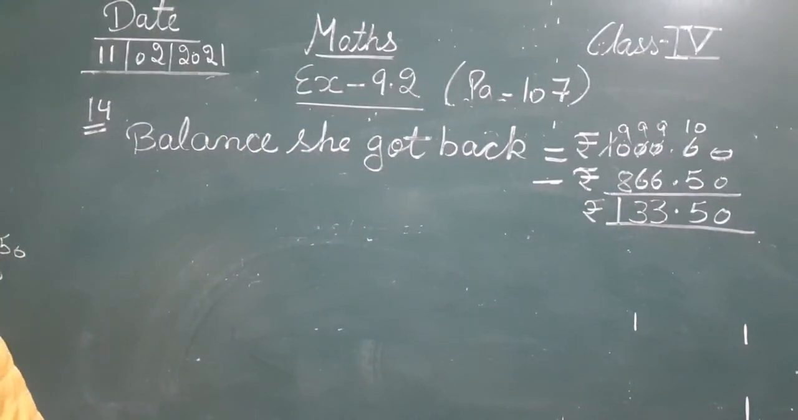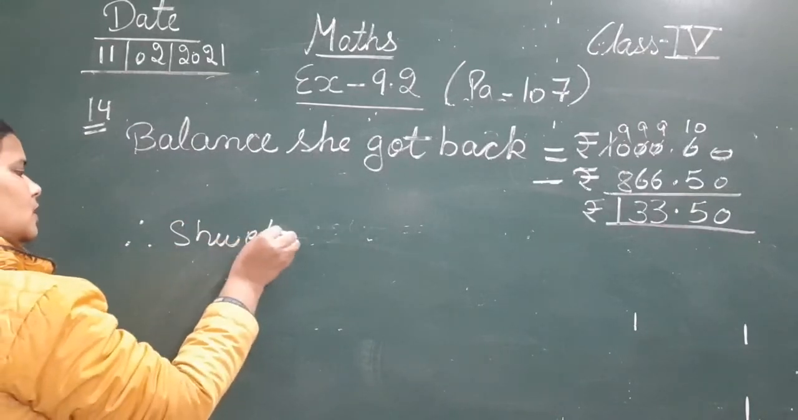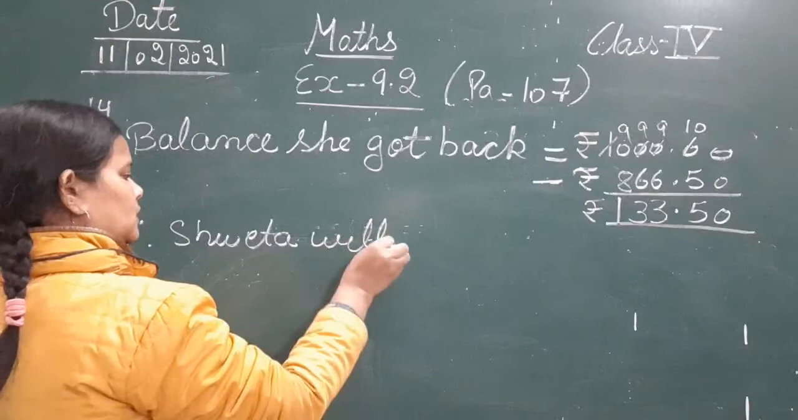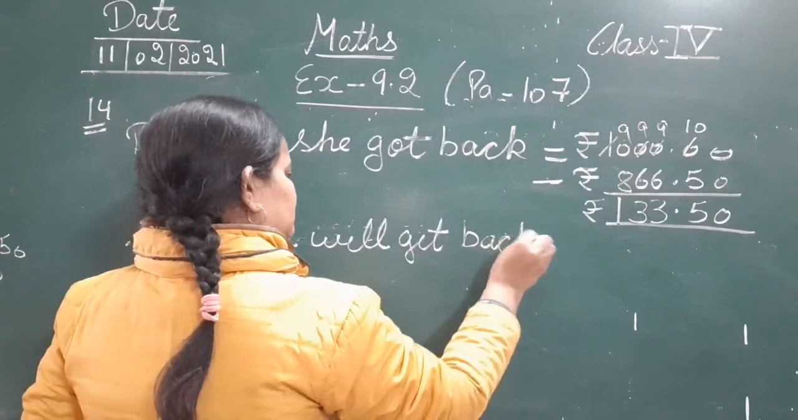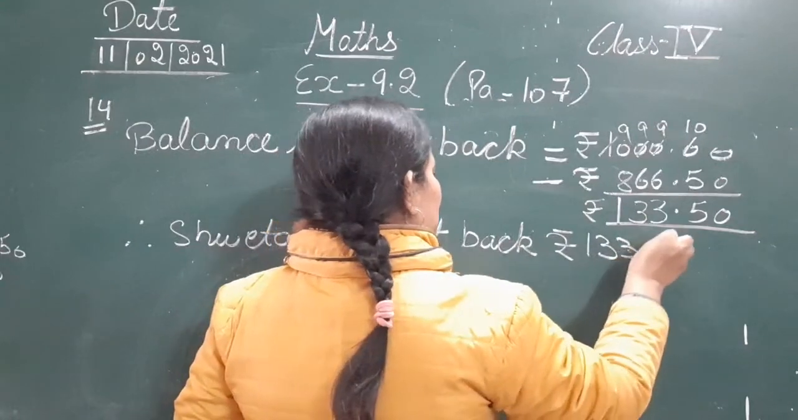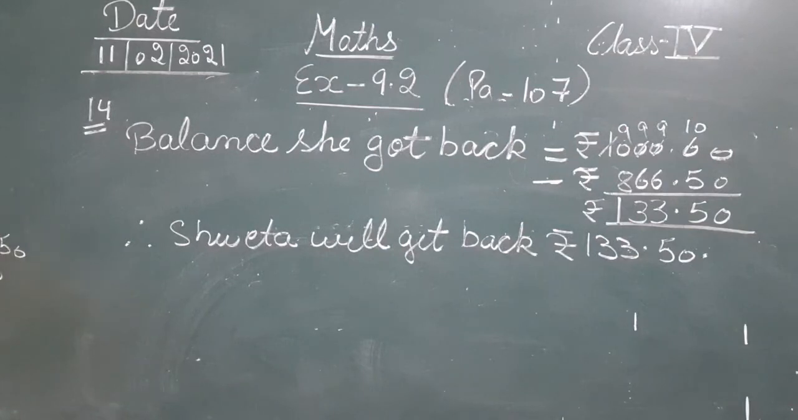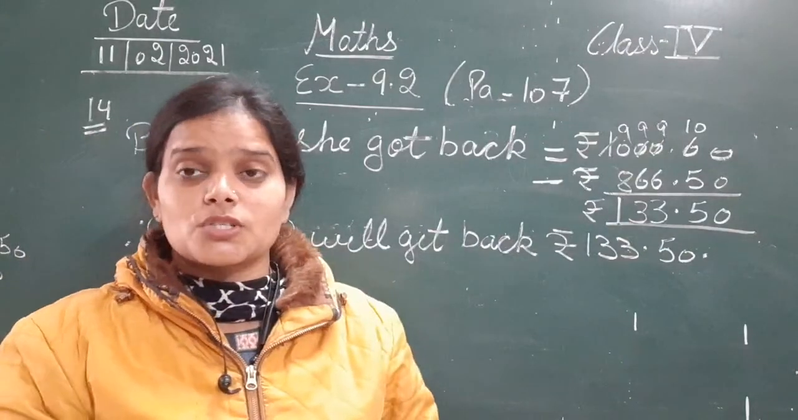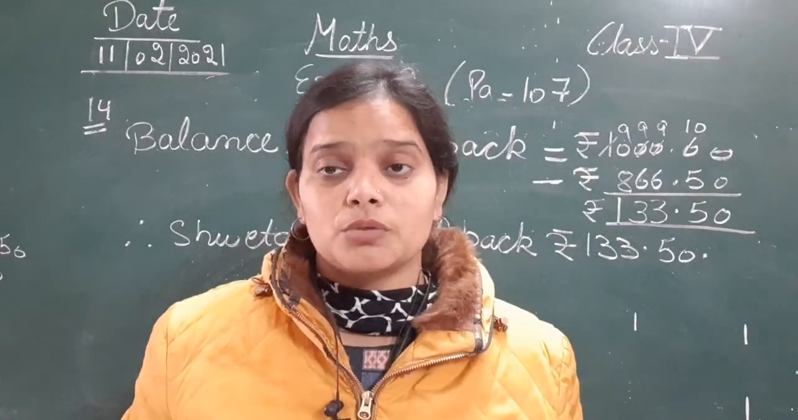Now we will write the statement sentence. Therefore, her name is Shweta. Therefore, Shweta will get back 133 rupees and 50 paise. She gets back rupees 133 and 50 paise. So this is from the solution of question number 14. Just like question number 12 and 13, 14 is the same. You must write it yourself, then you can check from the video whether your answer is correct or not.